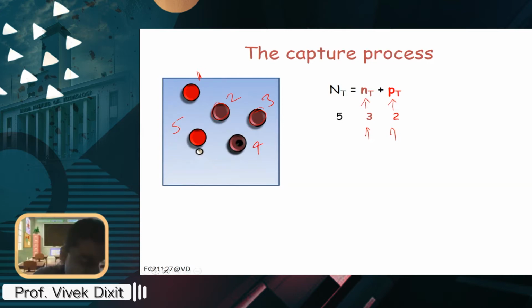Now if a hole goes, where will the hole sit? The hole will only sit in a filled one, because that is basically taking the electron out. So this is hole capture. Again nt is reduced to 2 and pt has increased to 3. Now the empty ones are 3 and the occupied ones are 2. So is the process clear?